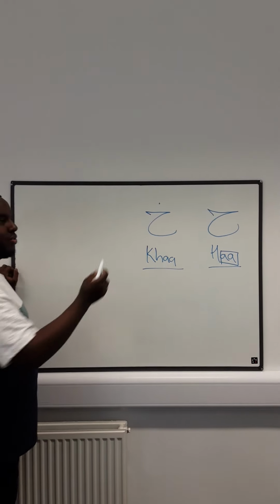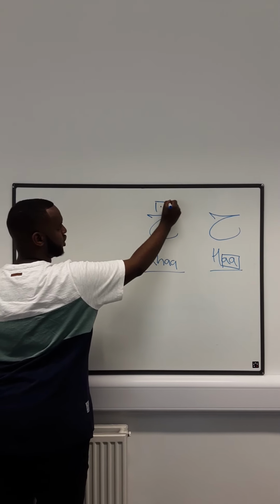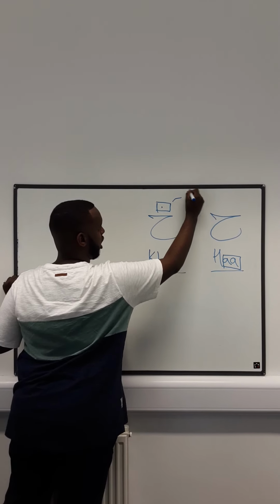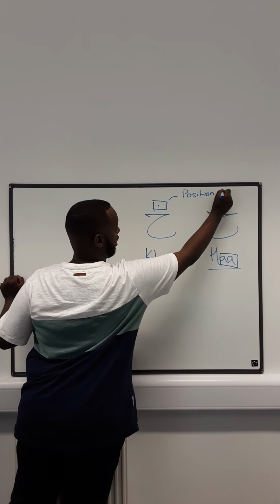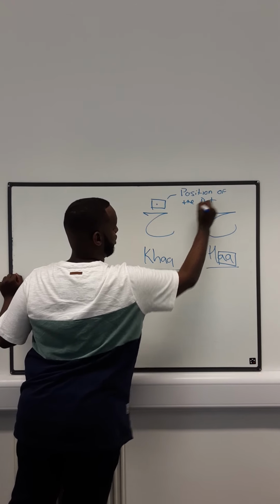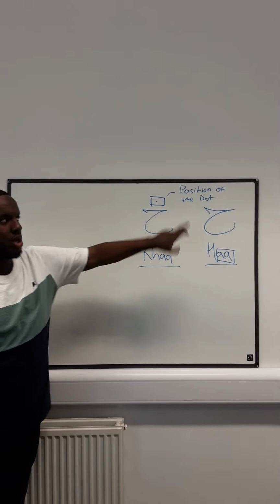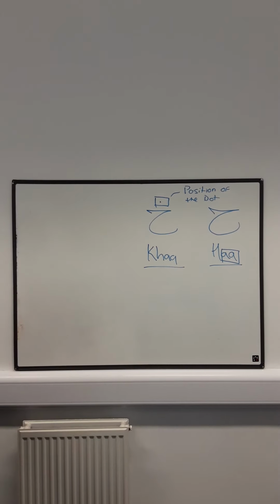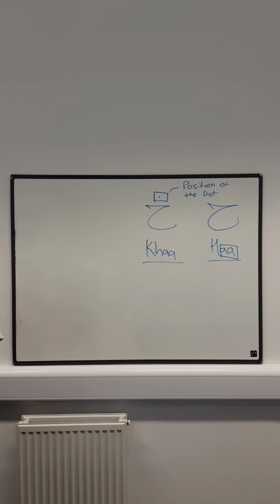Now remember, these 2 are similar. The only difference between these 2 is the position of the dot. That's the only difference when it comes to the Arabic language with similar looking letters. Yeah? So we've got Ha and we've got Kha.